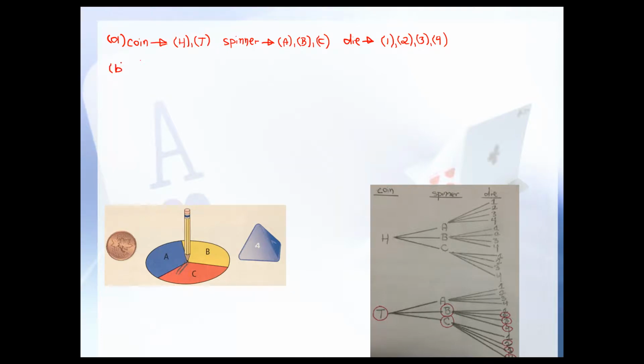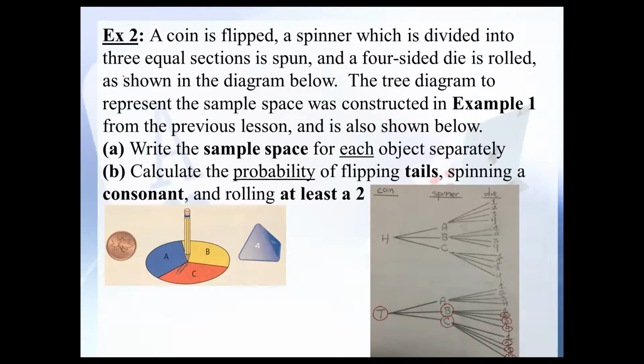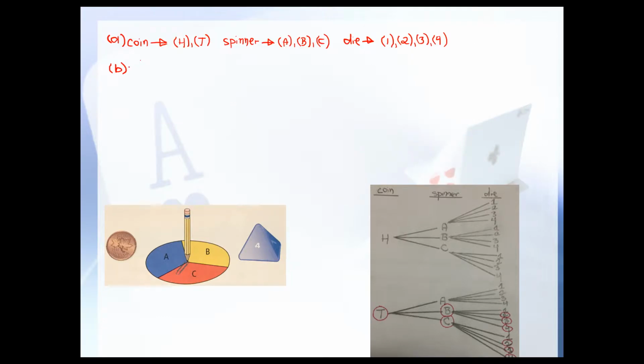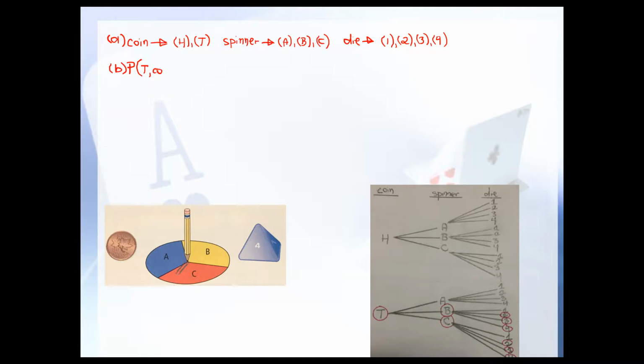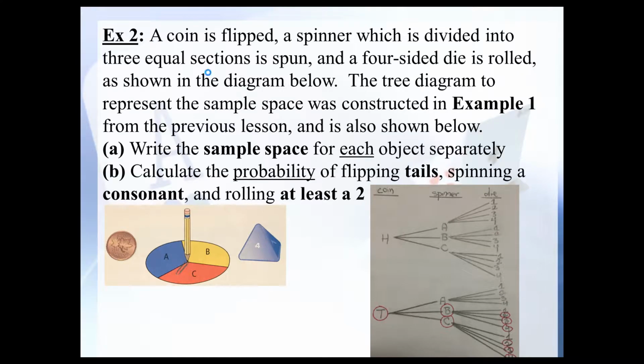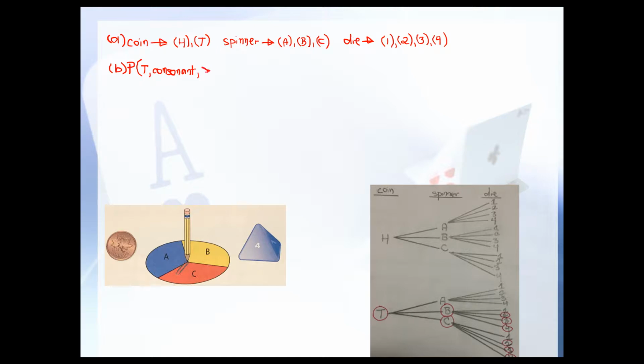Okay, now, B says, calculate the probability of flipping tails, spinning a consonant, and rolling at least a 2. We actually did that exact calculation in the previous lesson, but we're going to do the multiplication method this time. So the probability of flipping tails, spinning a consonant, and obtaining at least a 2, greater than or equal to 2.